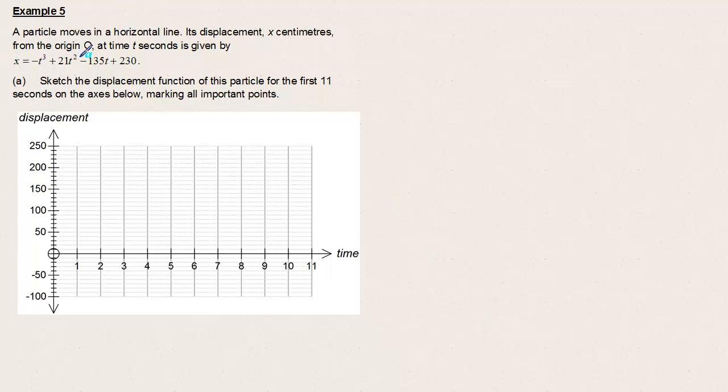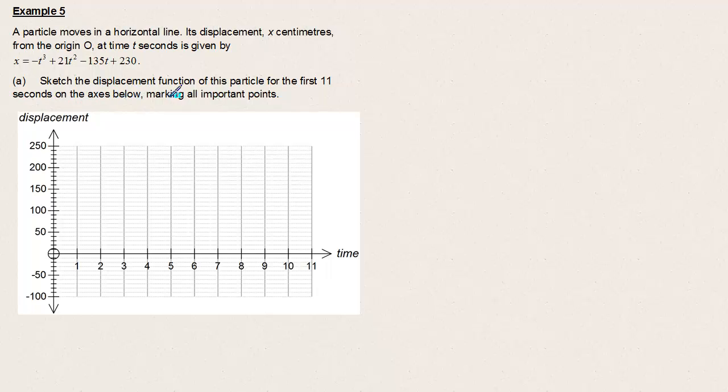A particle moves in a horizontal line. Its displacement x meters from the origin at time t seconds is given by x = -t³ + 21t² - 135t + 230. This is not an easy function to deal with, and a lot of this question is going to be calculator work.